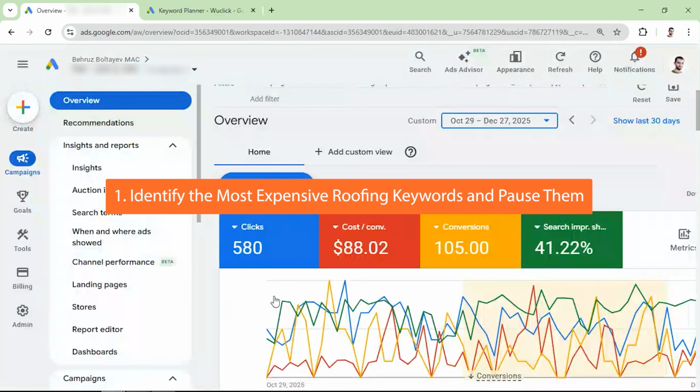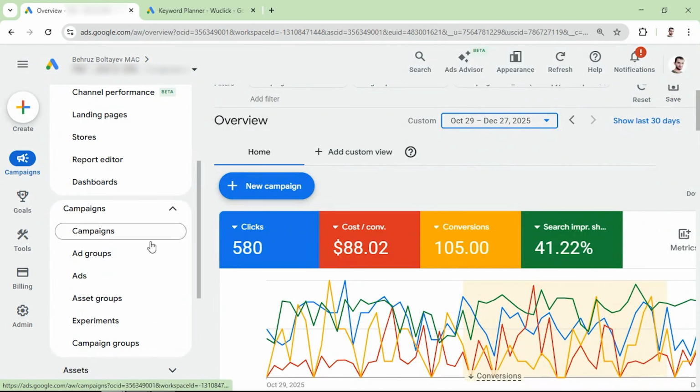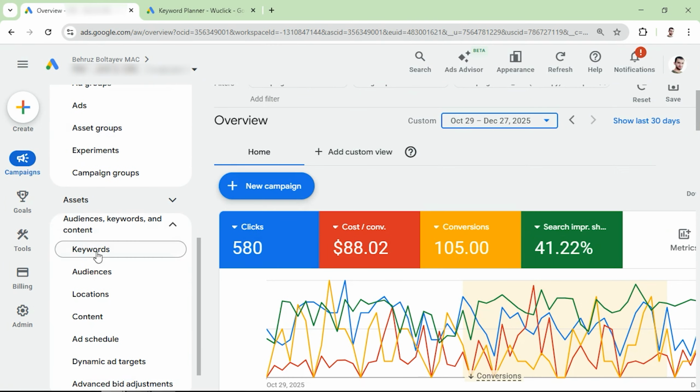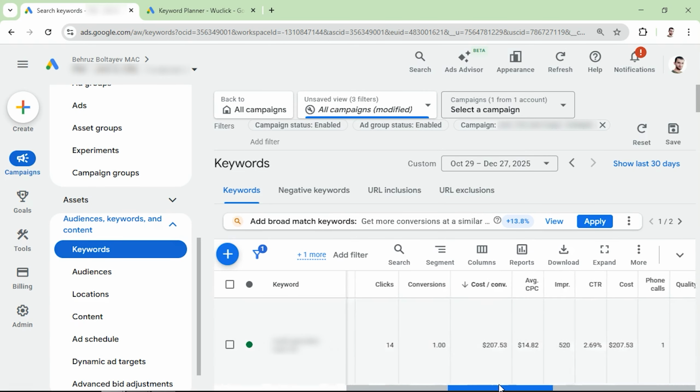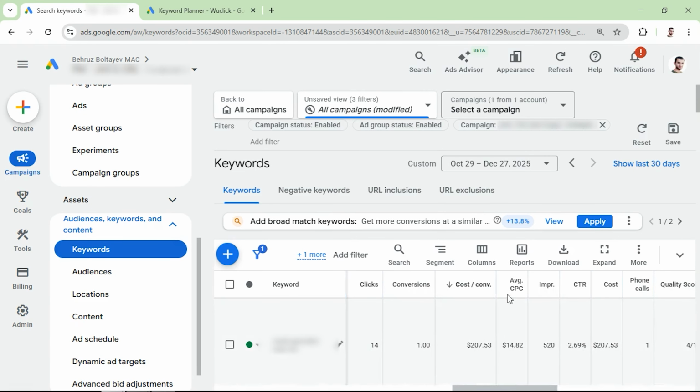First of all, you can identify the most expensive roofing keywords and pause them. So we're going to go to the target keywords section and the audience keywords and content. We're going to click on keywords. And by the way, this business operates in different locations, and the numbers that I've shown are the results for one location. So from here, if you scroll to the right, you should find the keywords with the highest cost per conversion, which can help us find the most expensive keywords.